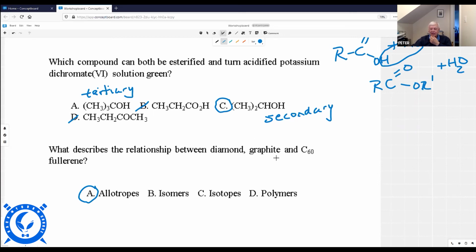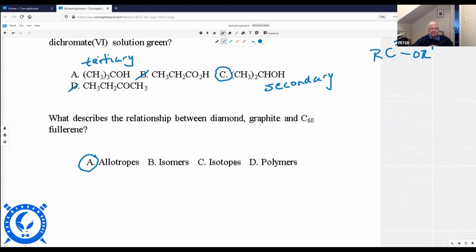The typical short answer type questions. How is graphite different from diamond from C60? C60 is buckyball. Diamond is the extended covalent solid. Graphite has the sheet structure. And so that permits it to slide. Okay.